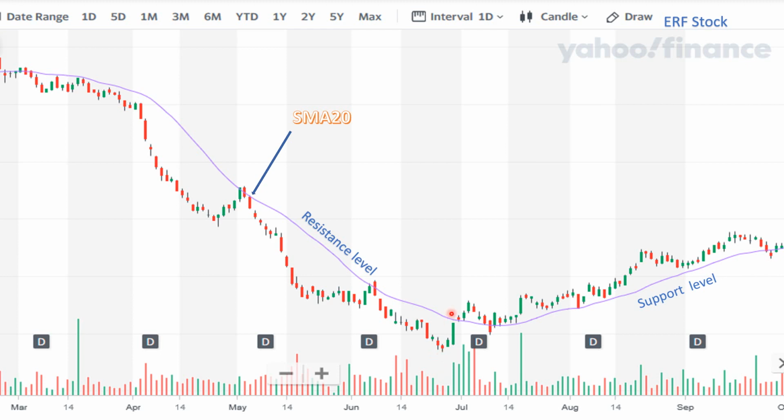Here it broke the moving average and went upward, but while going upward, 2-3 times it hit the support level, the moving average, and bounced back here and here and here and also here. So this part of the moving average acts as a support level. So we see the moving average acts as resistance and support level.